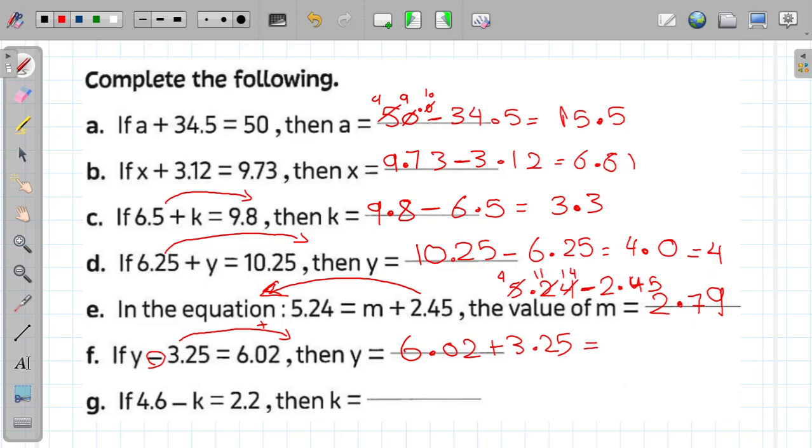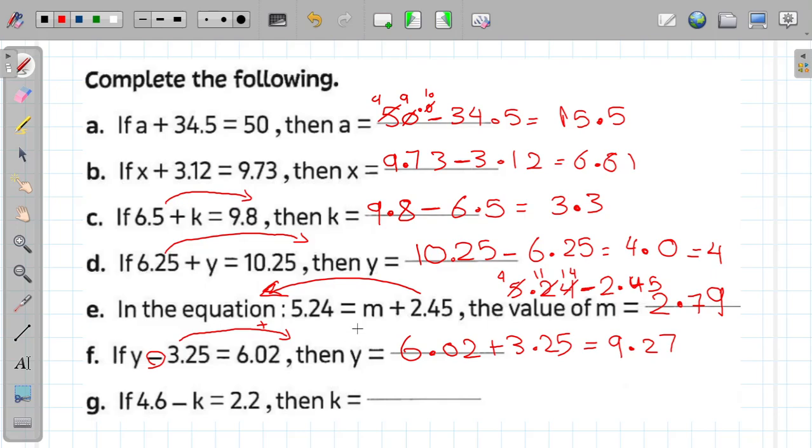So it will be 2 plus 5 equals 7, 0 plus 2 equals 2, and I have 6 plus 3 equals 9, so the value of y equals 9.27. Next, I have 4.6 minus k equals 2.2.